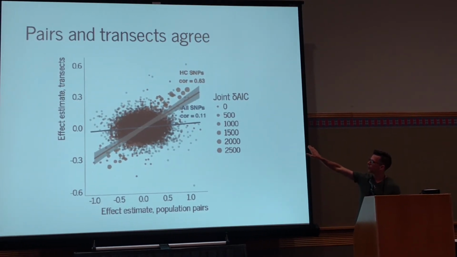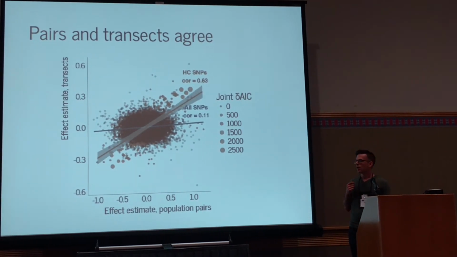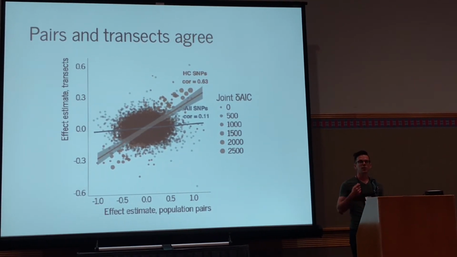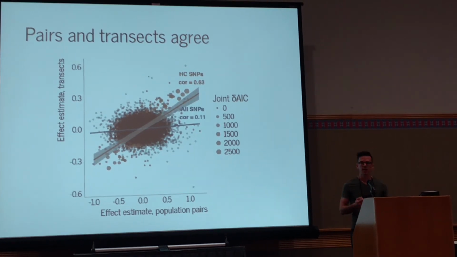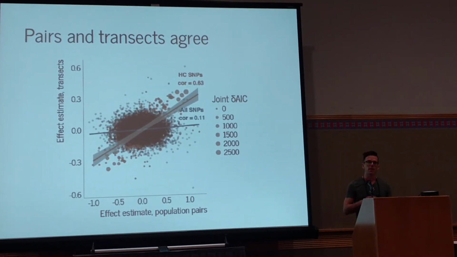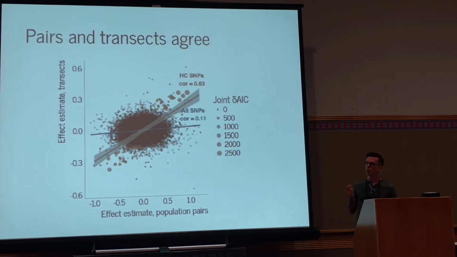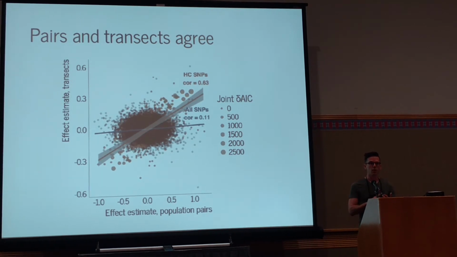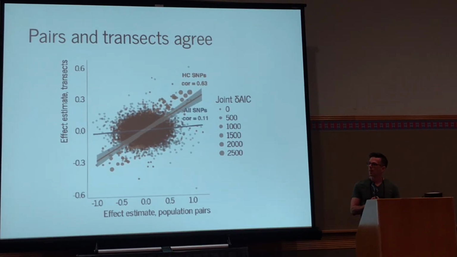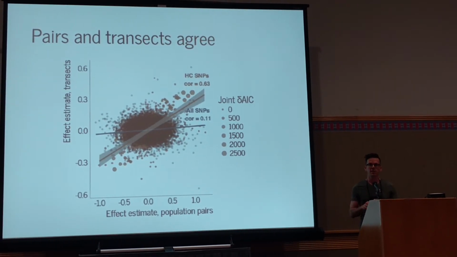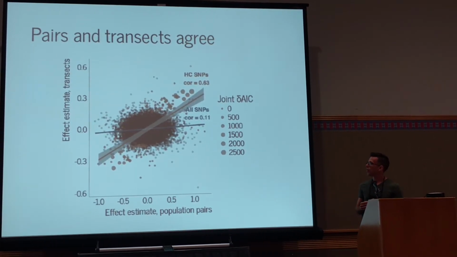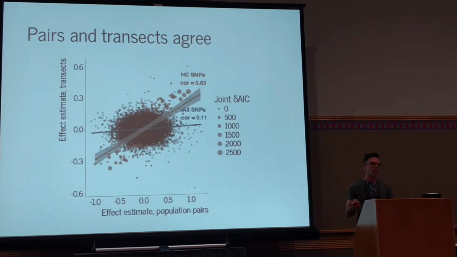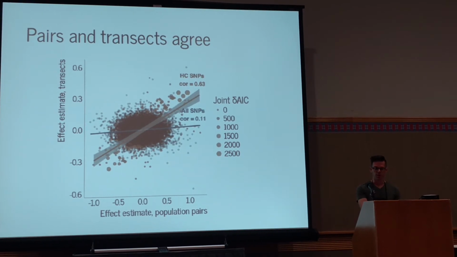You can see across the whole data set, the correlation is positive and strongly statistically significant because we have lots of points, but it's pretty weak. And it's really basically a point cloud. But if I restrict that comparison to SNPs that have a delta AIC of 10 or greater in either the pair or the transect data set, we get a much stronger correlation. So the two data sets, in independent population sets and with these different sampling structures, are confidently identifying outliers in the same direction. So that's a good first step.